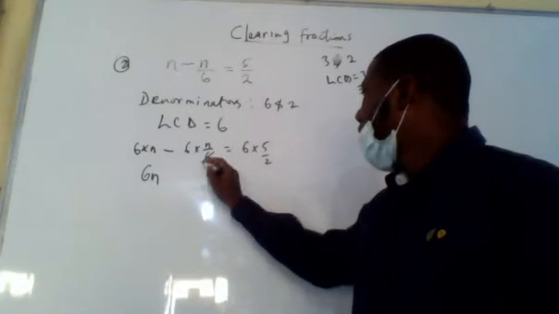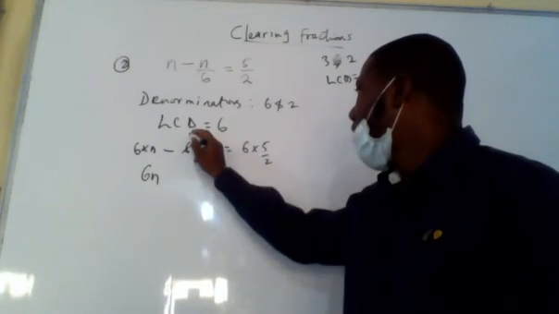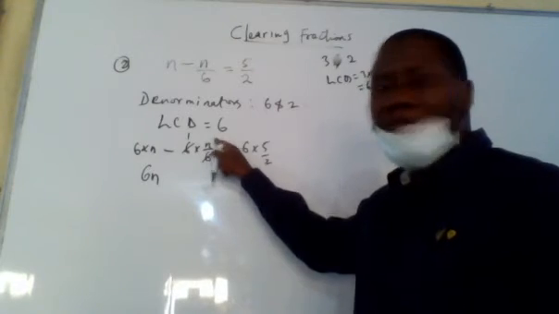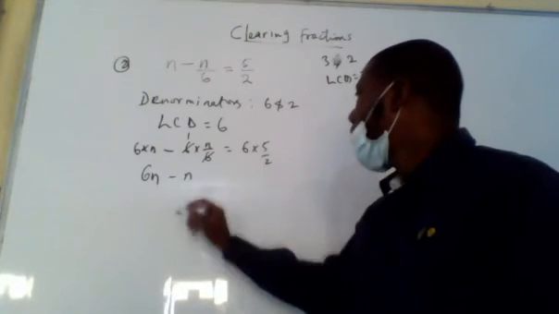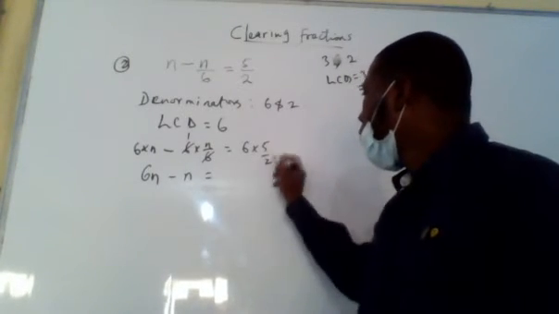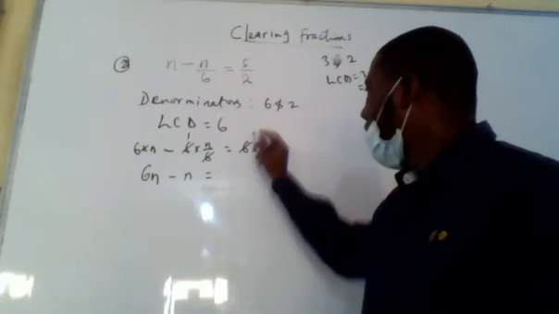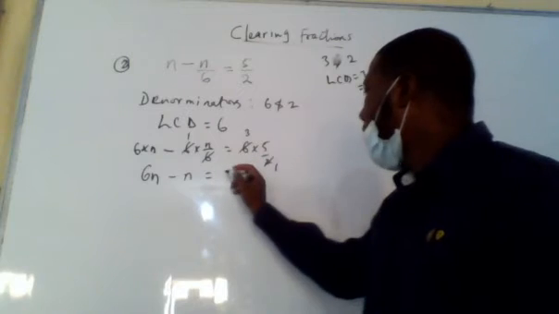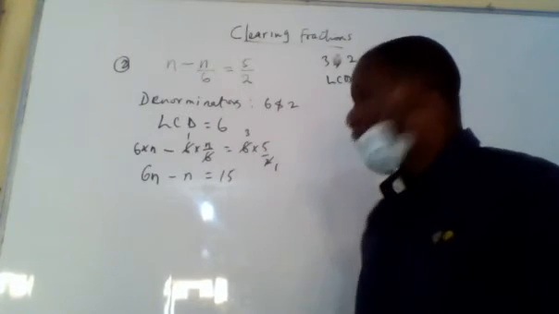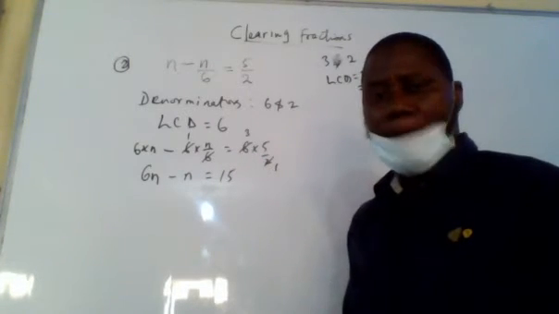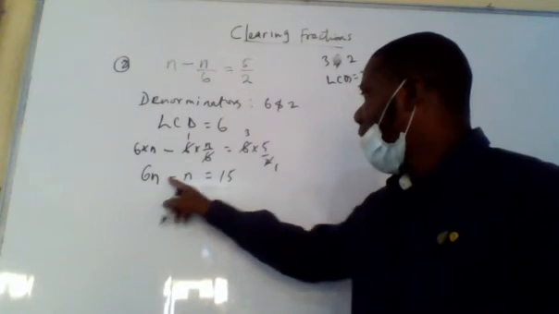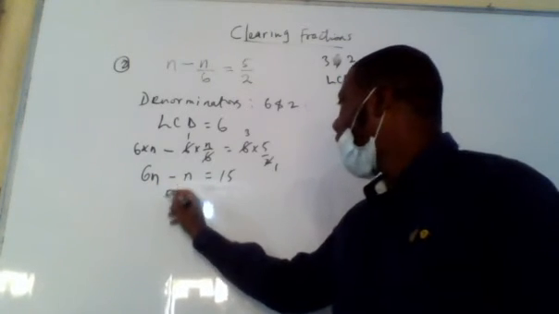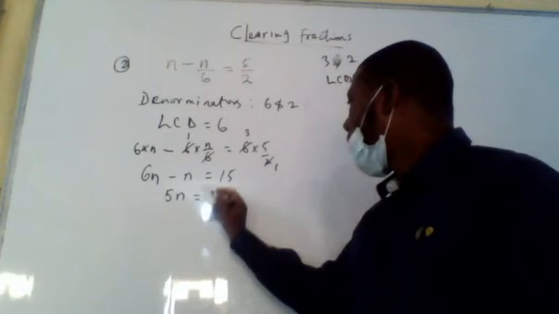In this case, 6 in 6 goes 1, so 1 times n. That will be n. Equals, 2 in 6 will give me 3. 3 times 5 will give me 15. Okay. The next step is to say 6n minus n. That will give me 5n, and that will be giving me 15.